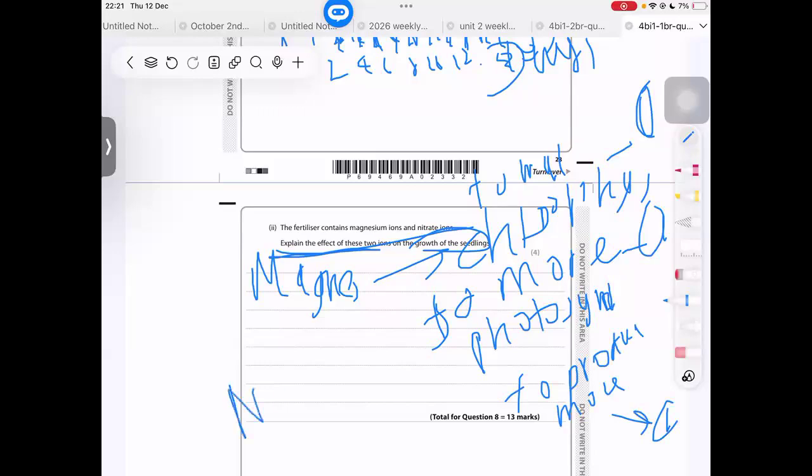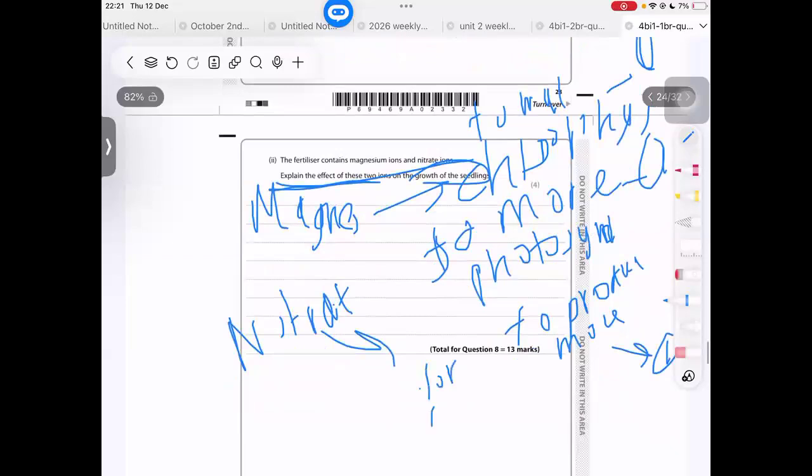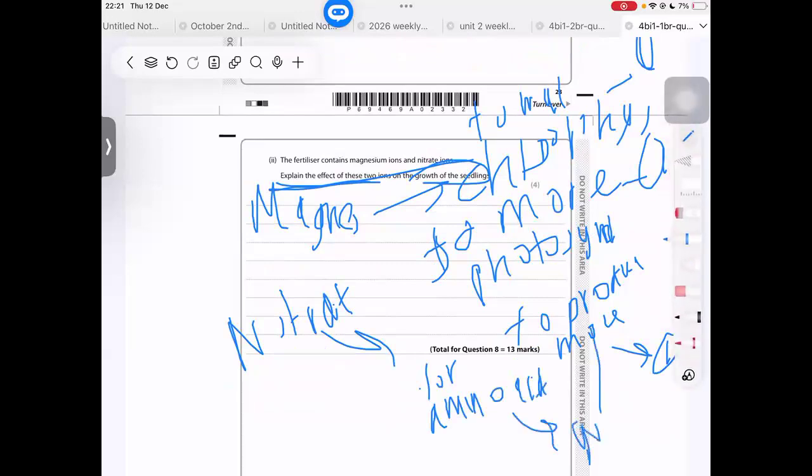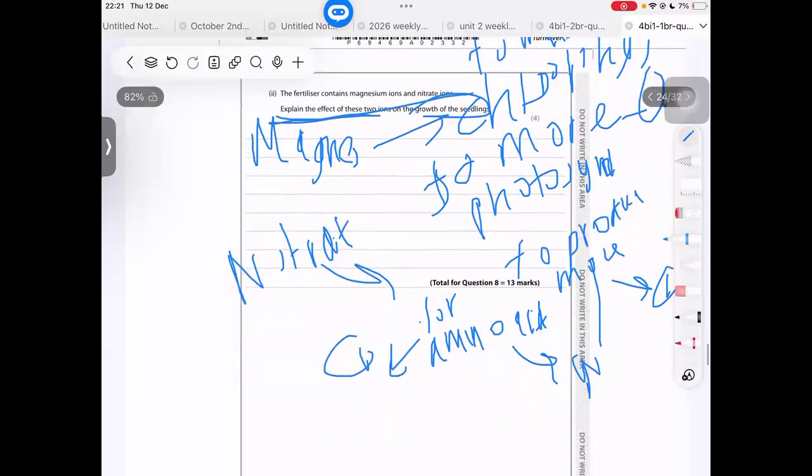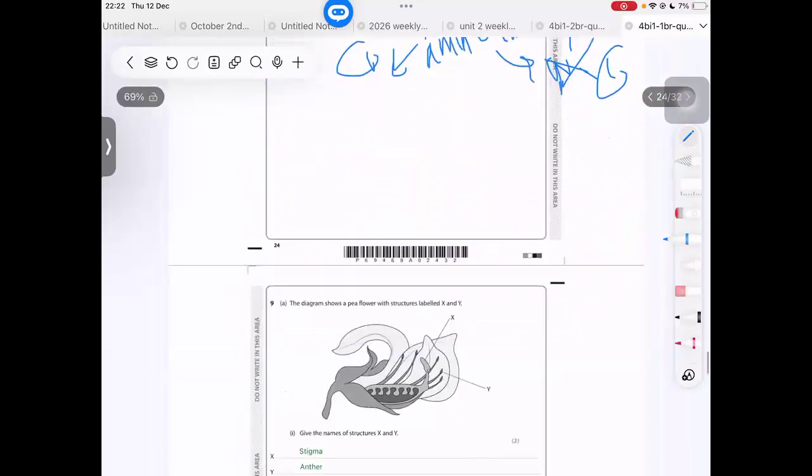Then you can mention nitrate ions, right? Why do we need nitrate ions? For amino acids. We need nitrate to make amino acids. And amino acids for what? Amino acids for the growth of the seedlings, right? So for this you get 1 mark, since they are important in the growth of seedlings. If you have written that, you get 1 mark. But for magnesium, you have several important points where you can get the 3 marks. It's important to write the nitrate one as well. So altogether, you have 4 points for that.